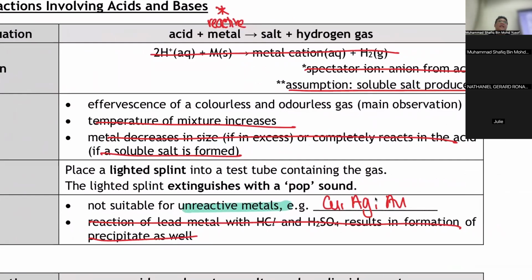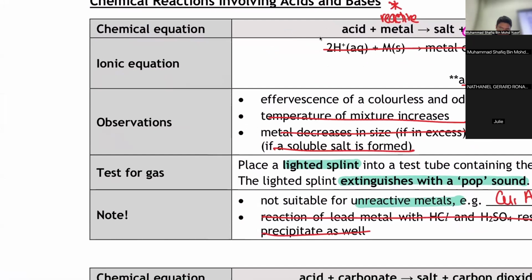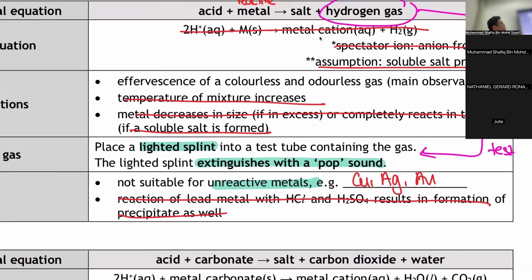Okay, number 2, take note. You produce hydrogen gas, right? Now, hydrogen gas, what is the chemical test? For hydrogen gas, you must use a lighted splint and it will extinguish with a pop sound. That is the test for hydrogen gas. So let me write here, test. Hydrogen gas, lighted splint, extinguish with a pop sound.